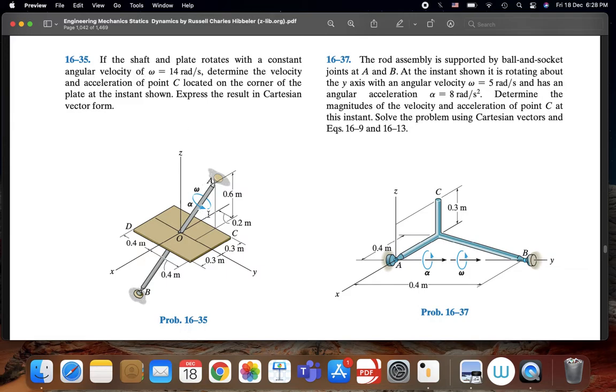So omega is 14 radians per second. Now it's constant, meaning that there's no acceleration. So alpha immediately is 0. So without thinking, if the velocity was constant, then there's no acceleration. So alpha, or the angular acceleration, is 0. So now we have to determine the velocity and acceleration of point C.